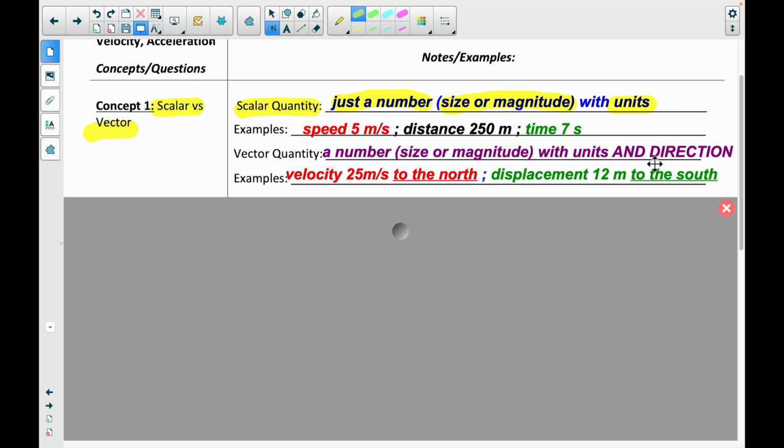A vector has units and direction, and that's the difference. A scalar does not have direction, a vector does. So instead of just saying 5 meters per second, we say 25 meters per second to the north, what direction it's going. The displacement, how far it went, 12 meters, but also the direction, to the south. So that's the difference between vector and scalar, and that becomes very important in this unit, because there are some different concepts we have to focus on, vector versus scalar.